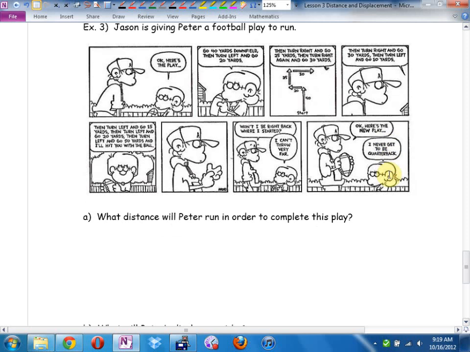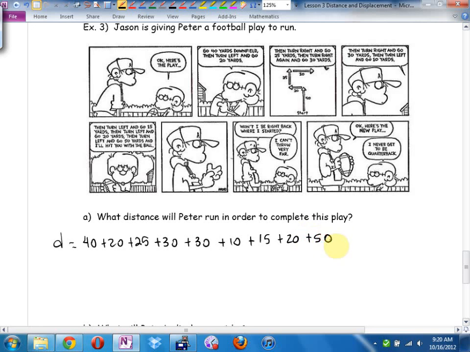What distance will Peter run in order to complete this play? Well, the distance is going to be 40 yards downfield plus 20 yards plus 25 yards plus 30 yards plus 30 yards plus 10 yards plus 15 yards plus 20 yards plus 50 yards. Did I miss any?